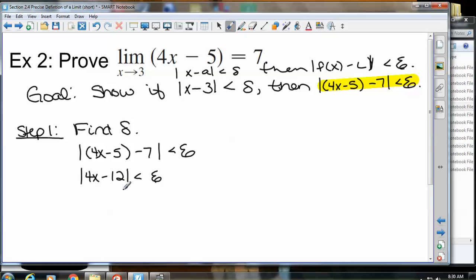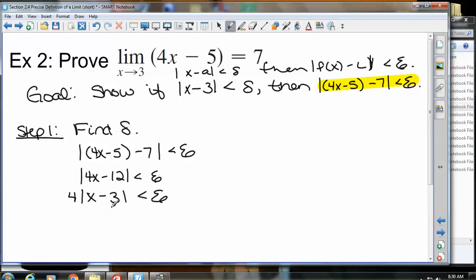What do you notice about this? I can pull a 4 out. 4 is positive, so it just comes straight out of the absolute value. If it were like a negative 4, what would come out of my absolute value? If I were pulling out a negative, would you put a negative in front? No, it's absolute value, so what comes out is always positive.